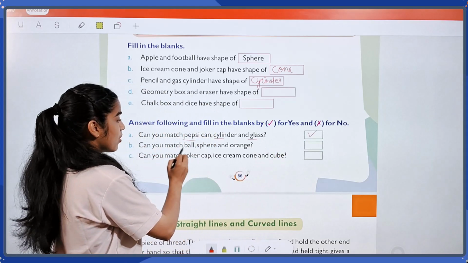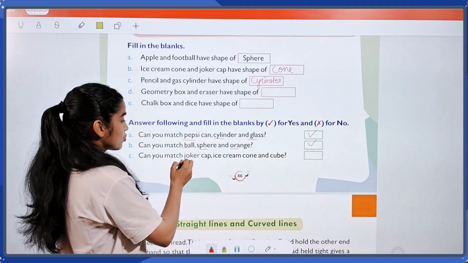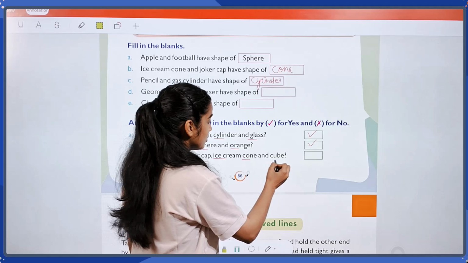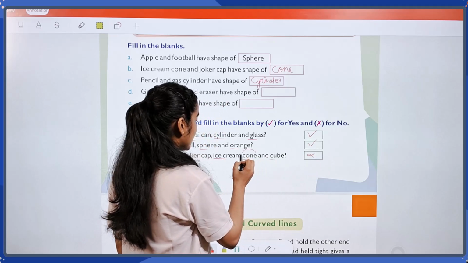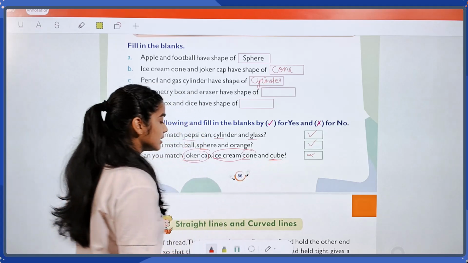Can you match ball, sphere and orange? Yes, we can. Can you match joker cap, ice cream cone and cube? No. We can match ice cream cone and joker cap only, but not cube, because cube is a different shape.